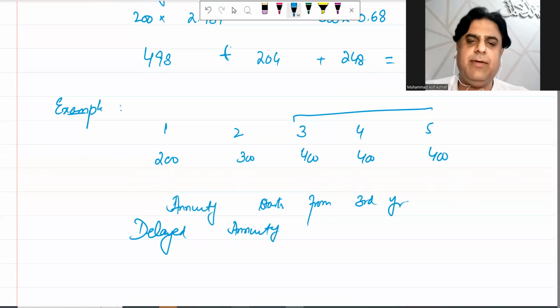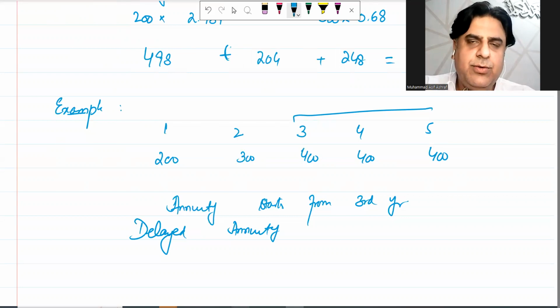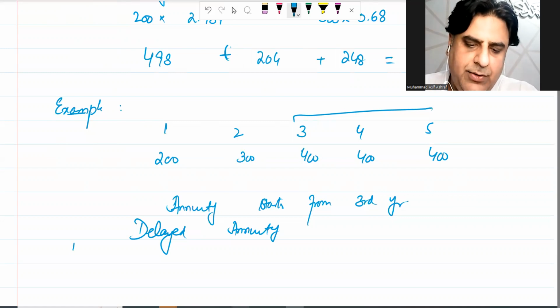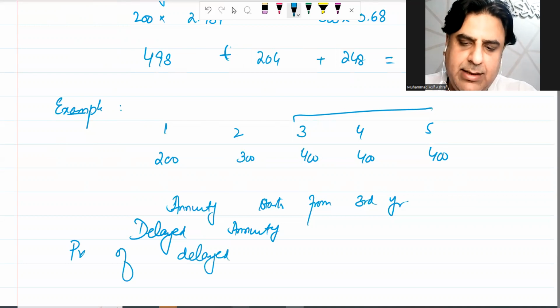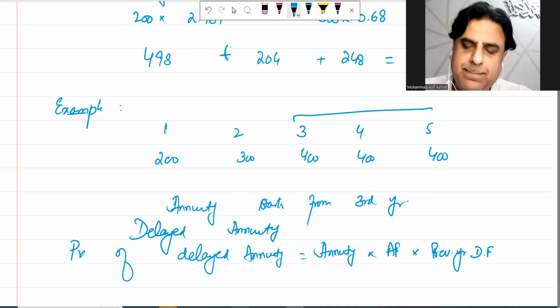And this is the key feature of your questions. Delayed annuity and delayed perpetuity are the key features of your questions. So you should know how to solve the present value of the delayed annuity concept. First of all, how will you find the present value of a delayed annuity? Very simple. Take the annuity, multiply it with the annuity factor, and multiply it with the previous year discount factor.